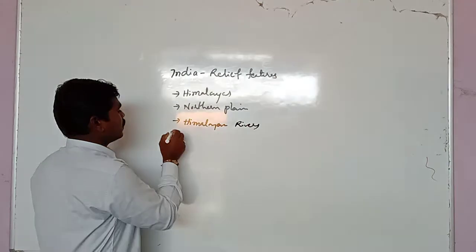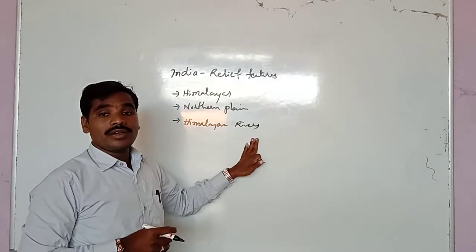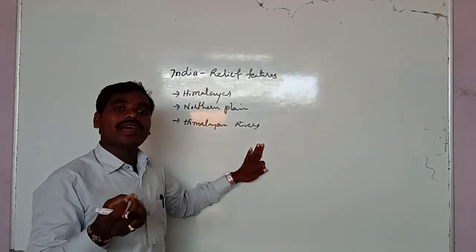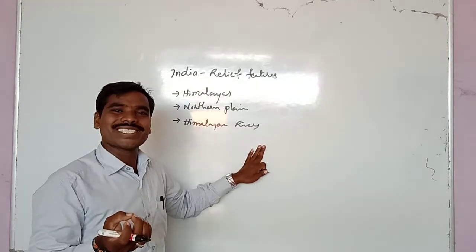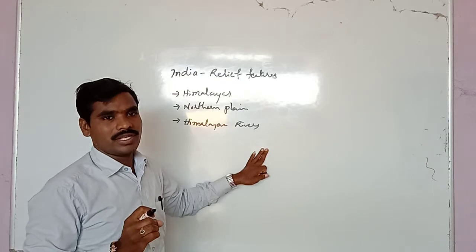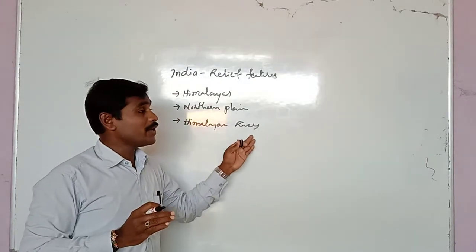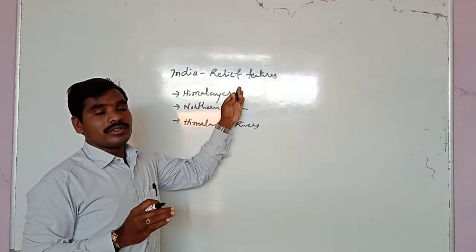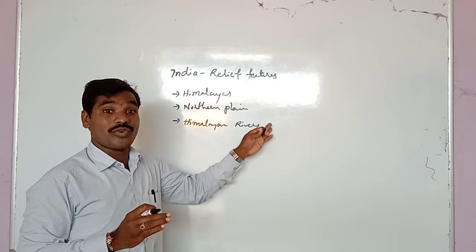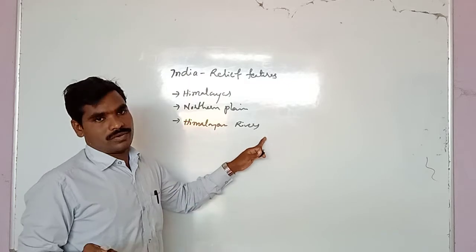So these Himalayan rivers are generally called perennial rivers. Why? Because which river is called a perennial river? The river containing water always, around 365 days, is called a perennial river. So the Himalayan rivers are all called perennial rivers. The source of these perennial rivers is ice and snow, and that water forms rivers. So for 365 days they will flow.